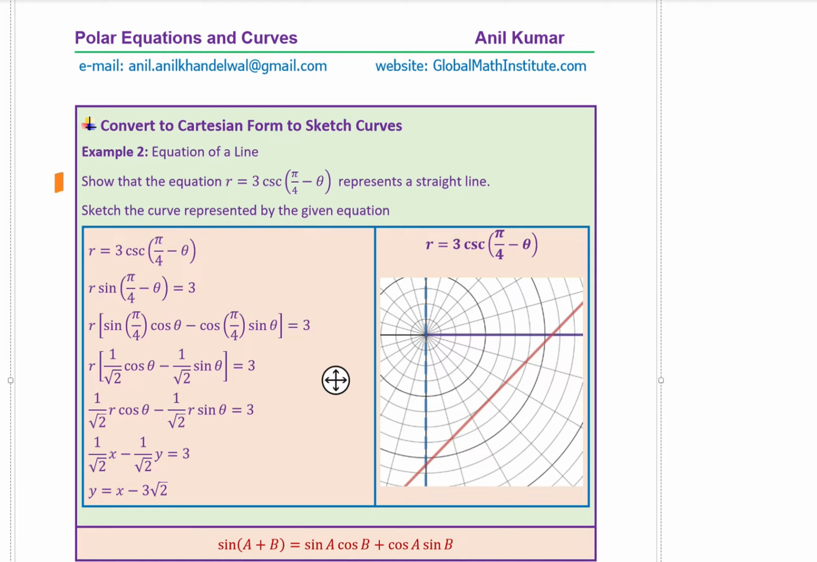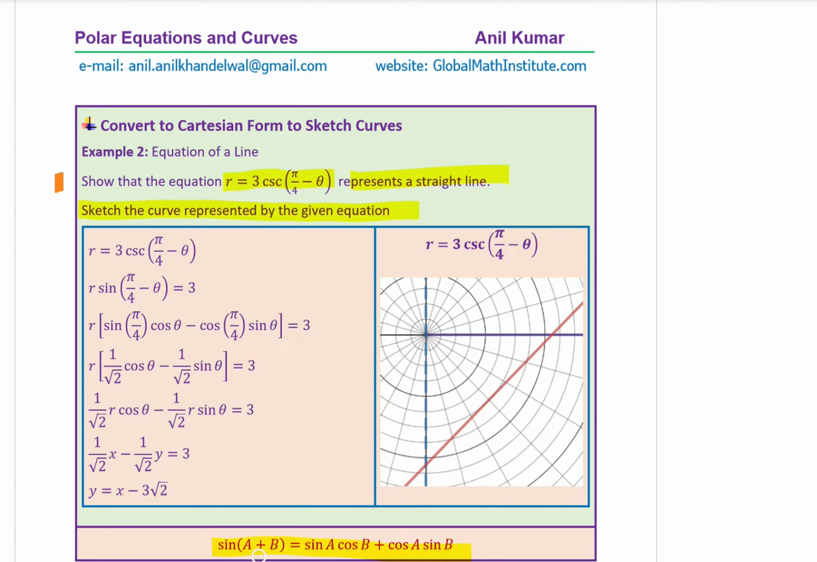The question for you here is, show that the equation, which this time is r equals 3 cosecant (pi by 4 minus theta), represents a straight line. Then you sketch the curve just as we did last time. Now some of you might know this compound angle formula, which will be applied in this particular case to simplify the equation and write it in the Cartesian form.